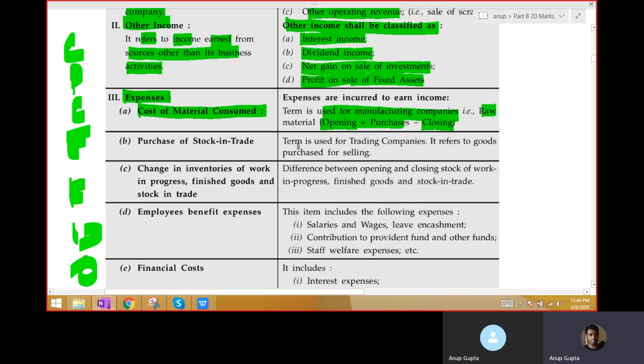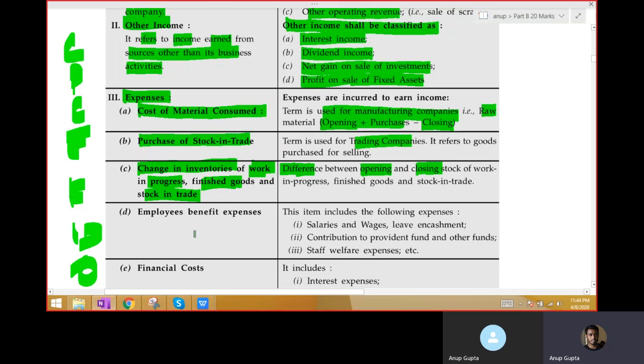But if you are making a statement of profit and loss for a trading company, what do you write? We write purchase of stock in trade. Like a clothes shop buys a lot of clothes, or a hardware shop has a lot of hardware items, that will be considered stock in trade. Then comes C again, changes in inventories of work in progress, finished goods, and stock in trade. This change in inventory is the difference between opening and closing stock of work in progress, of finished goods, and of stock in trade separately.